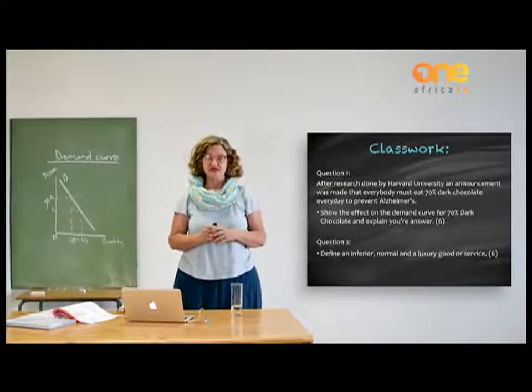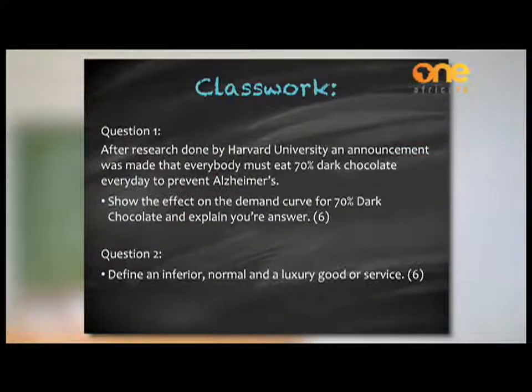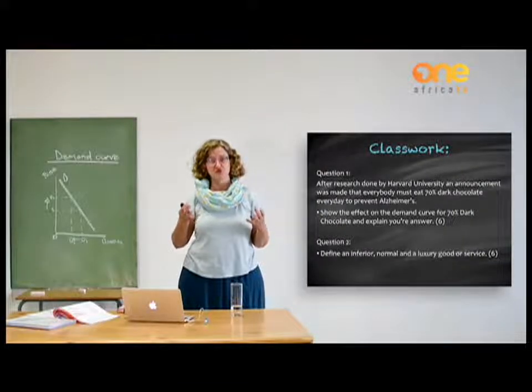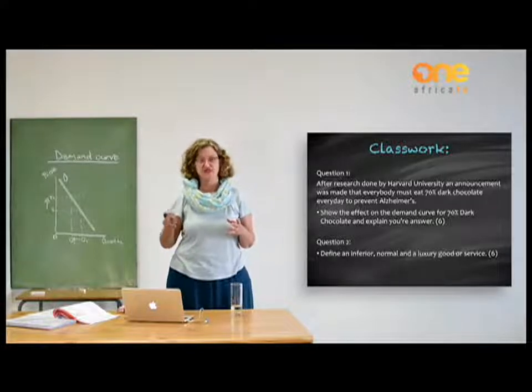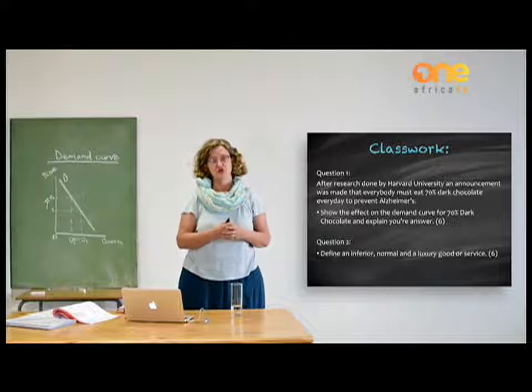Okay, you will see on the next slide that I'll give you a classwork question, and there are 2 questions. The one is about the paragraph that says, after research done by Harvard University, an announcement was made that everybody must eat 70% dark chocolate every day to prevent Alzheimer's. So the question is, show the effect on the demand curve for 70% dark chocolate and explain your answer. Now you must use the previous information where we showed you the change in the demand curve, and then show how this demand curve will change and explain it. In a question like this, you see it counts 6 marks. 3 or 4 will go to the graph that you draw, and 2 marks to your explanation.